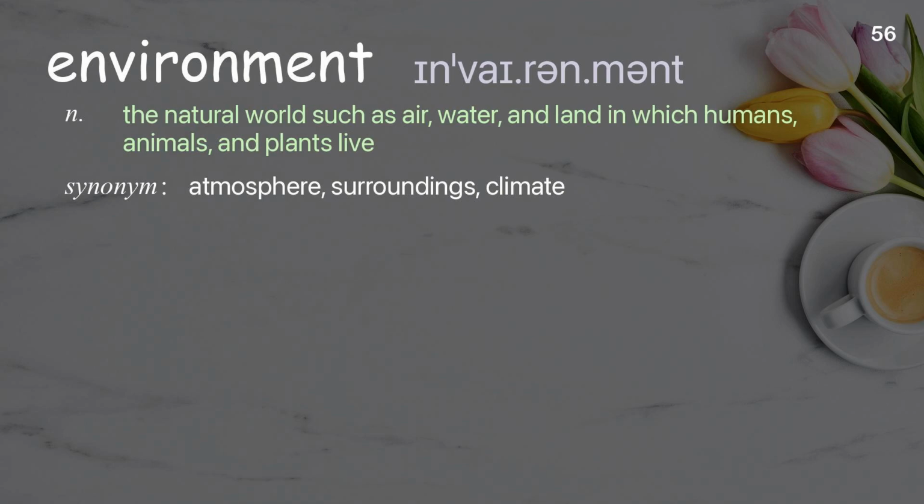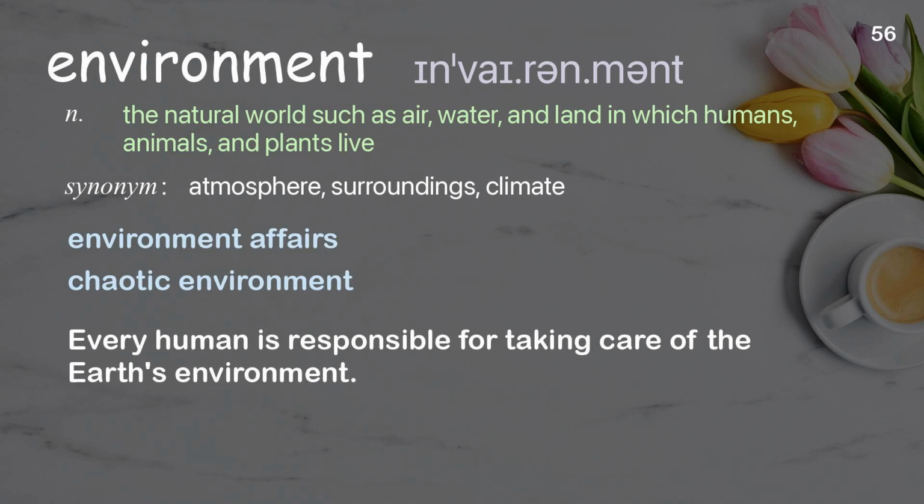Environment. The natural world such as air, water, and land in which humans, animals, and plants live. Examples. Environment affairs. Chaotic environment. Every human is responsible for taking care of the Earth's environment.